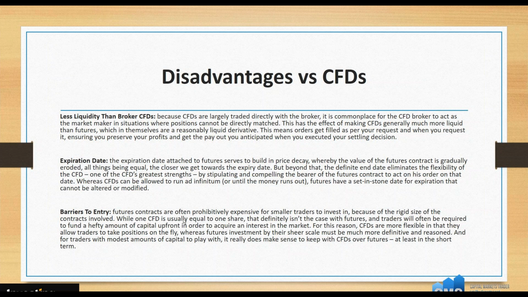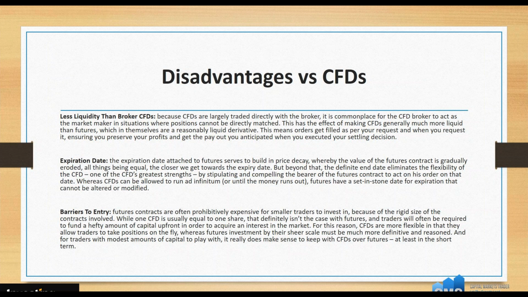Now, also, we're talking about barriers of entry. Futures contracts are often prohibitively expensive for smaller traders to invest in because of the rigid size of the contracts involved. While one CFD is usually equal to one share, that definitely isn't the case with futures. And traders will often be required to fund a hefty amount of capital upfront in order to acquire an interest in the markets, whereas CFDs are more flexible.